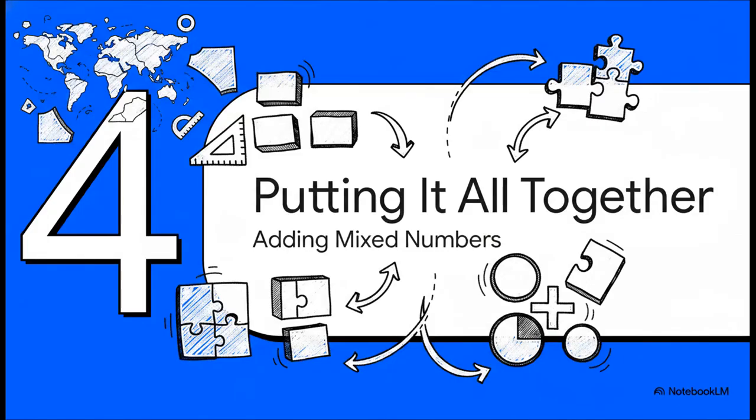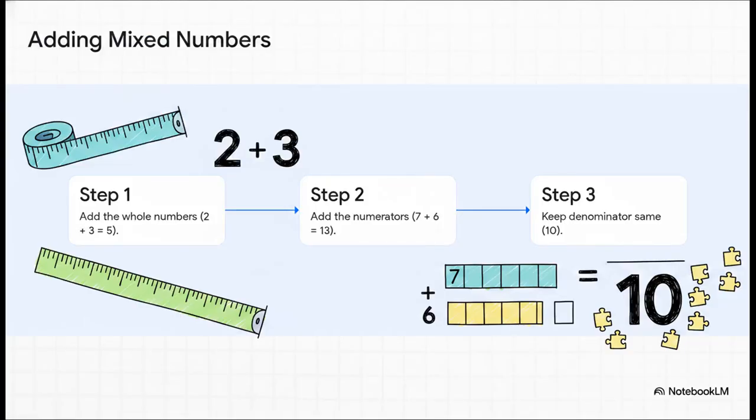Which brings us to our final section, Section 4, Putting it all together. Let's see how this builds. Imagine you're combining two lengths, 2 7/10 plus 3 6/10. We're going to tackle this methodically. Step 1, just add the whole numbers together to get 5. Step 2, combine the numerators, that top number, so 7 plus 6 yields 13. Step 3, keep the denominator exactly the same, so we get a preliminary result of 5 13/10.